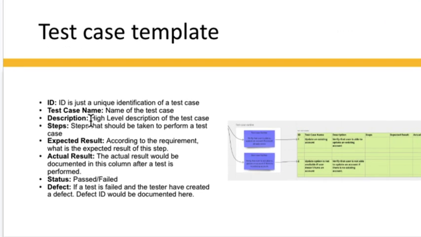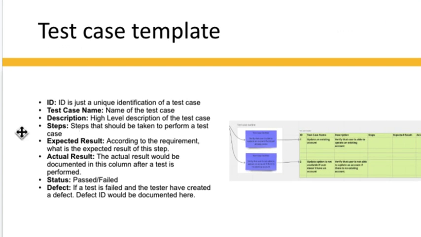A good test case should have these in the template. For example, for each test case, we should assign an ID. Usually, these IDs are system generated, or you can also create an ID by yourself just to make it unique. A test case name. So, for example, you want to test the first name is valid or not, or system accept first name or not. And then the description.